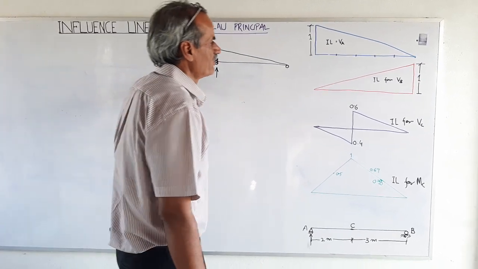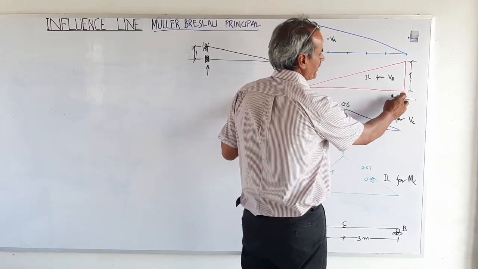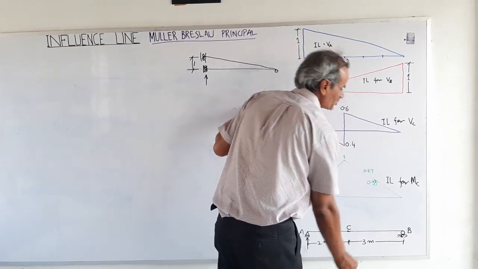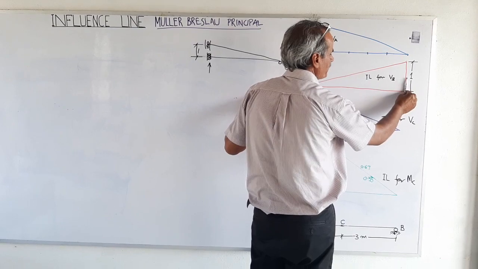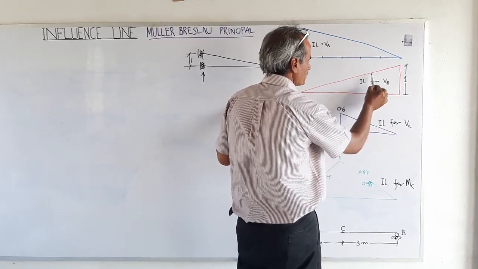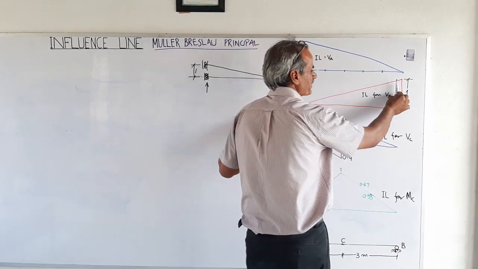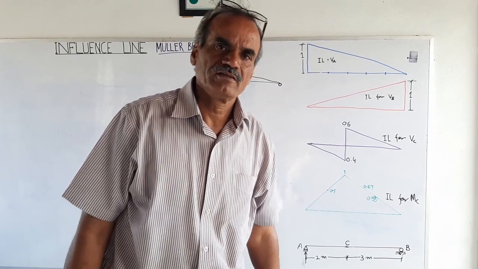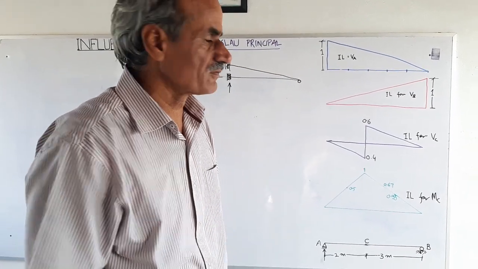The same is applied for the reaction at B. Over here we have removed this restriction and let the beam move a unit displacement upward, then we join this with the other support, and this has become the influence line for the reaction at B.